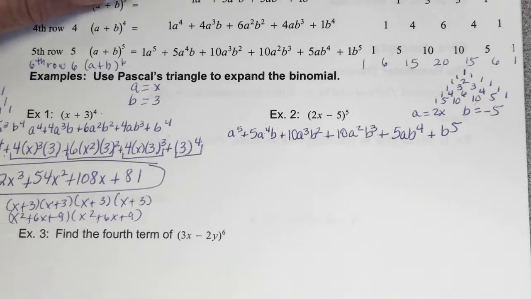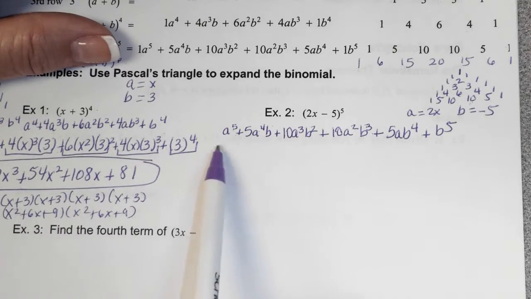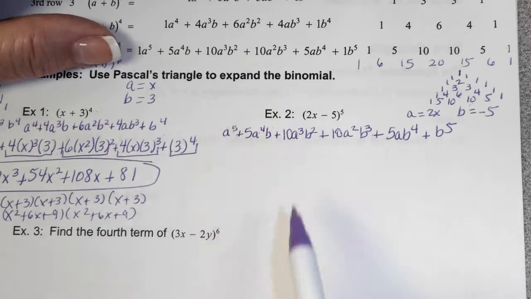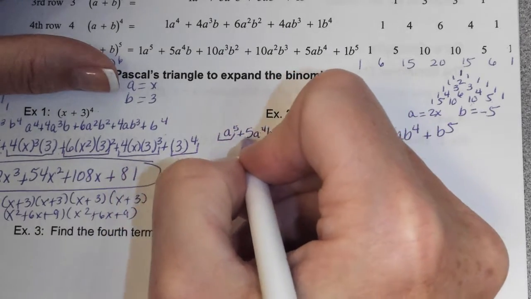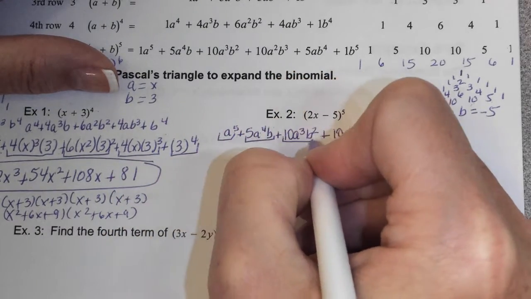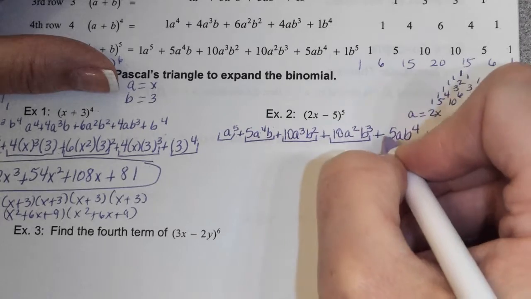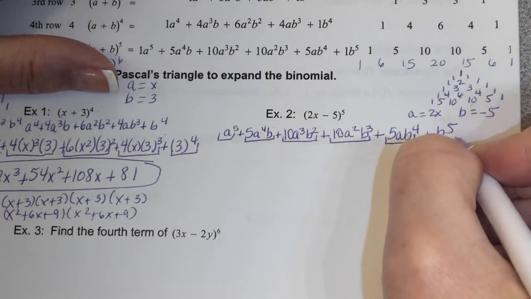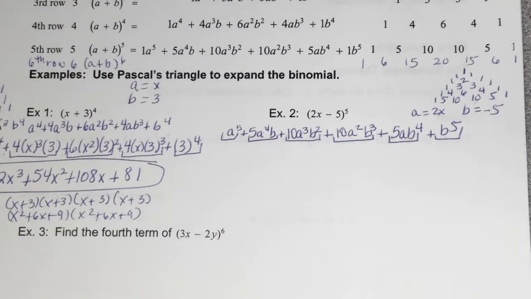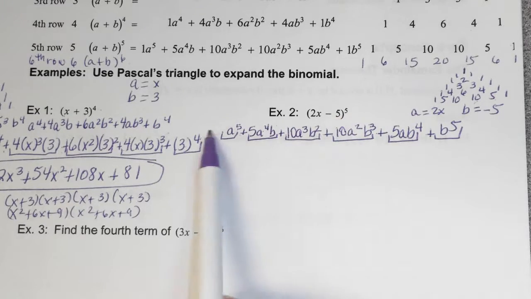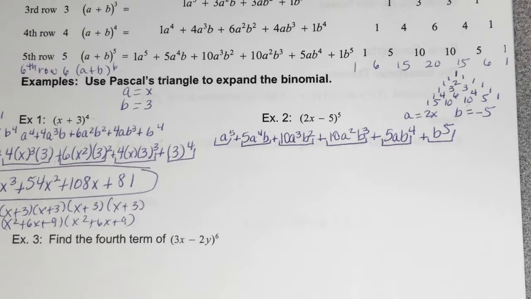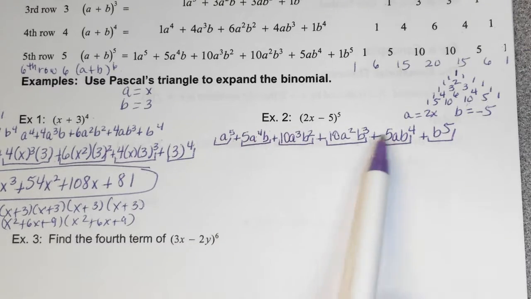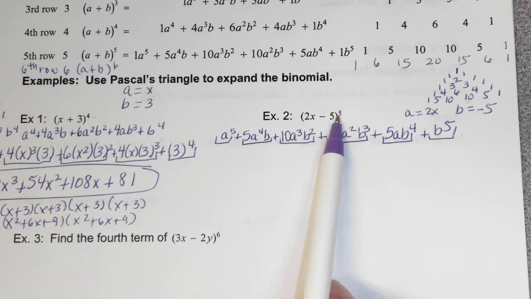Alright, let's pause for a second. Look at the pattern again. With the B's, no B. Here's my first term, second term, third term, fourth term, 5th term, 6th term. What do you notice about this exponent and the number of terms? Yeah, it's going to be 1 more, isn't it? The number of terms is always 1 more than this. This was to the 4th. 1, 2, 3, 4, 5 terms.